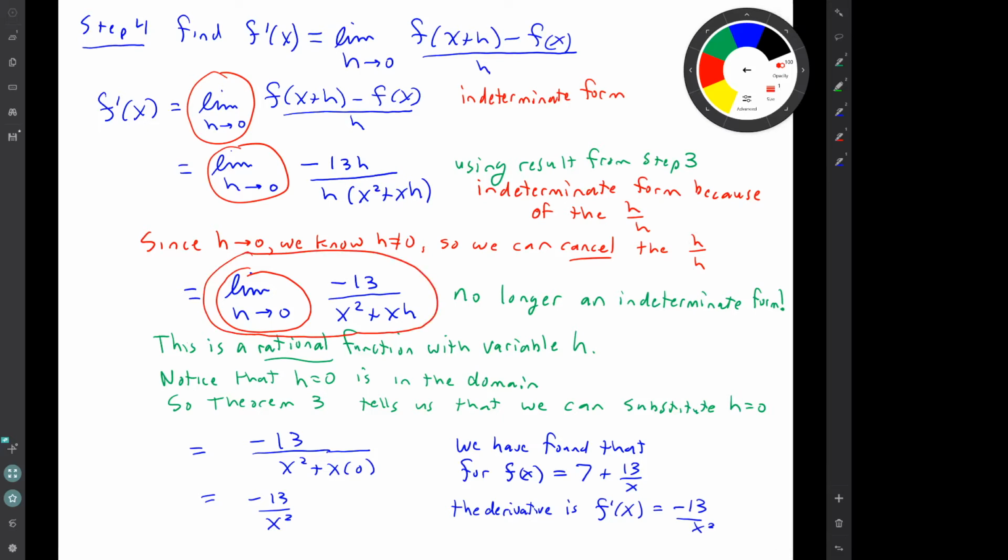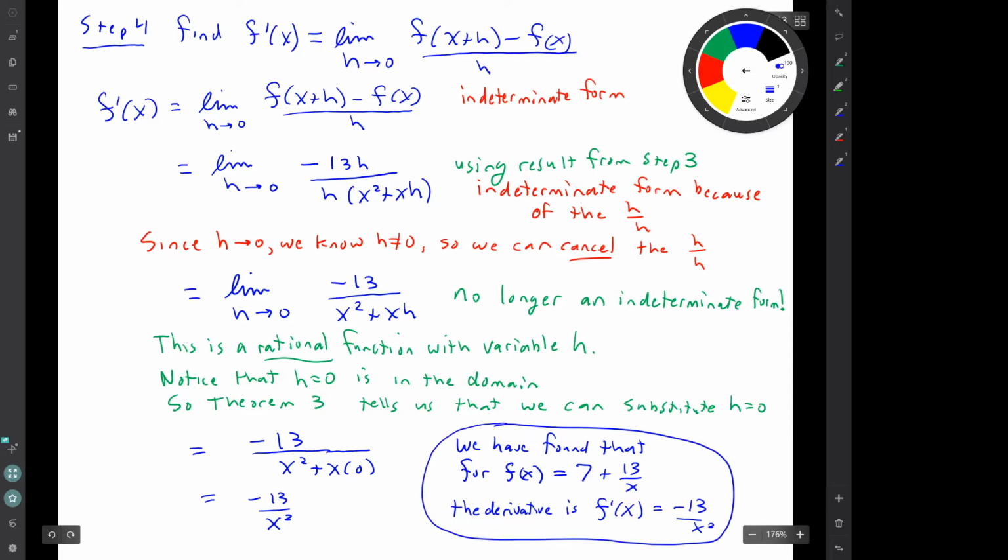and then we arrived at this limit, which was no longer an indeterminate form. And then once we use theorem 3, we end up with an expression that does not have a limit expression in the front of it. The limit symbol goes away when you use theorem 3. That's the end of part A. Now let's go on to part B.